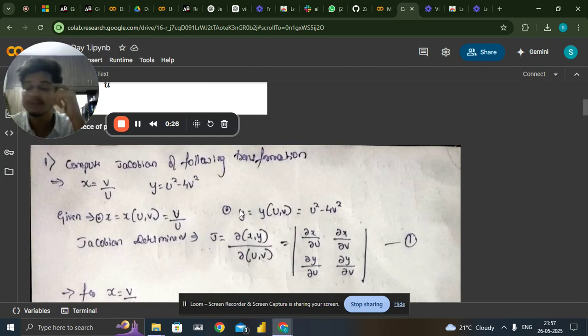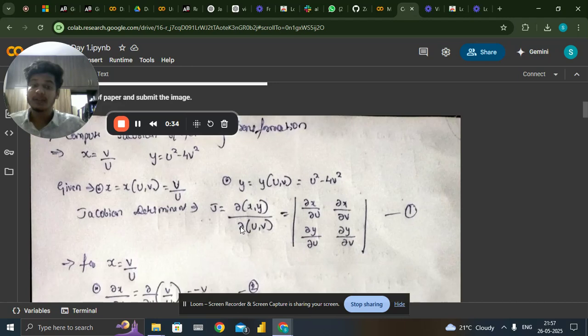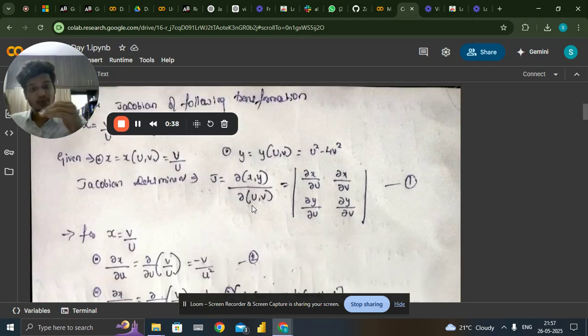The Jacobian value is found by the determinant of dou x by dou u, dou x by dou v, dou y by dou u, dou y by dou v. So we need to differentiate the given terms with respect to u and with respect to v, find the values, and put them in the given determinant in this form.